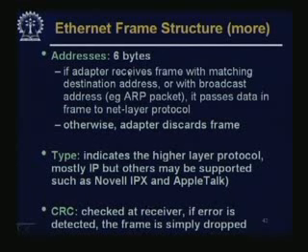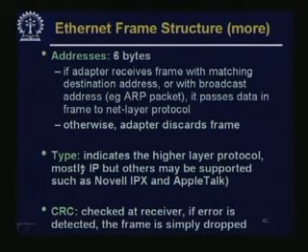Then we have an address of 6 bytes. If the adapter receives a frame with a matching destination address or with the broadcast address, for example an ARP packet, it may be broadcast or it may be multicast or it may be unicast. What is ARP? It is the Address Resolution Protocol. We will discuss this in the next lecture. So it passes the data in the frame to the network layer protocol, otherwise the adapter discards the frame. So the destination address has to be there, and the source address is also put over there.